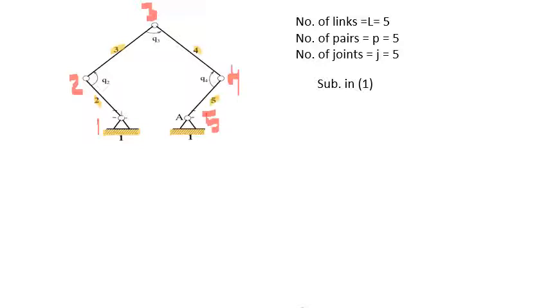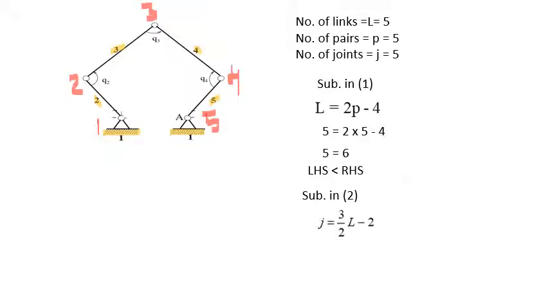So I am going to substitute all these values in equation number 1 and simplify it. After simplifying I got 5 on the left hand side and 6 on the right hand side. Therefore LHS is smaller than RHS, or RHS is greater than LHS. So it says that the given mechanism or kinematic chain is an unconstrained one, meaning having a motion in an undefined path or direction.